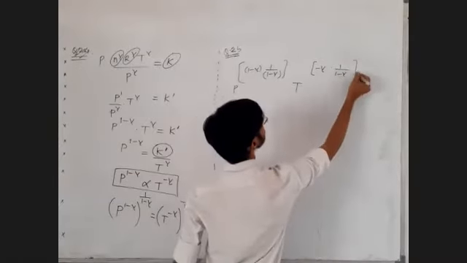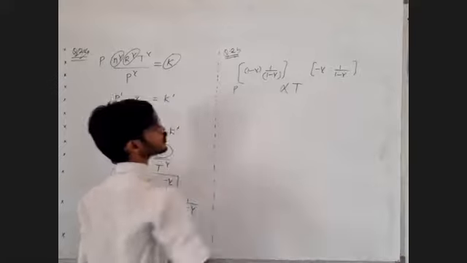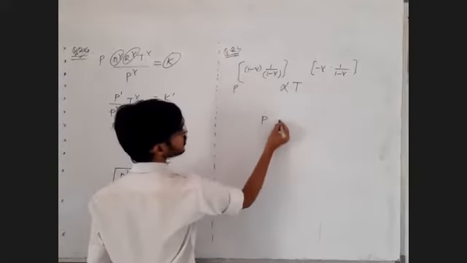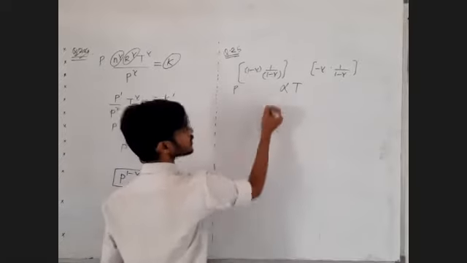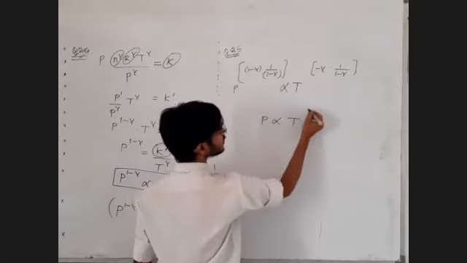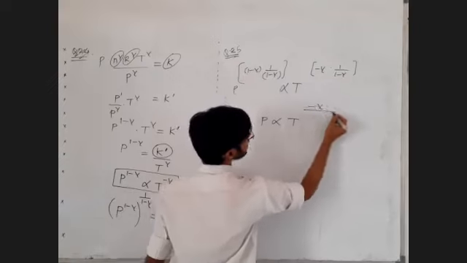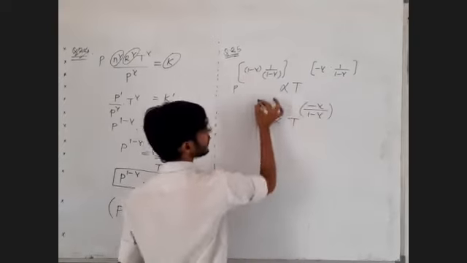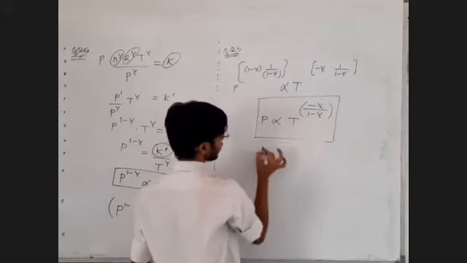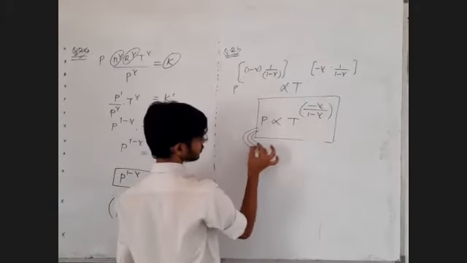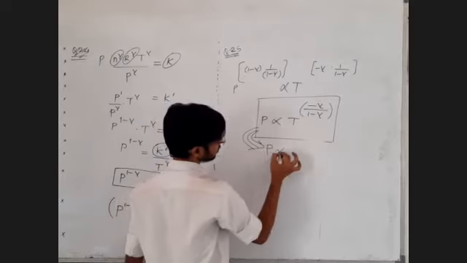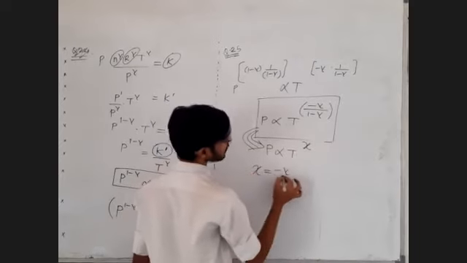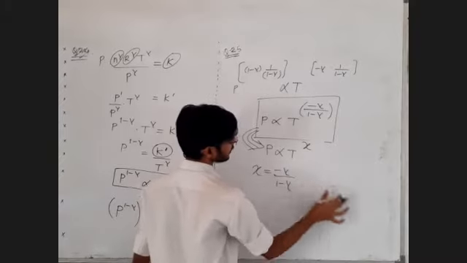And this is the proportionality. So here, 1 minus gamma cancels. So pressure raised to 1, or simply pressure, is proportional to T raised to minus gamma divided by 1 minus gamma. Now compare this equation with P proportional to T raised to X. We get X equal to minus gamma upon 1 minus gamma.